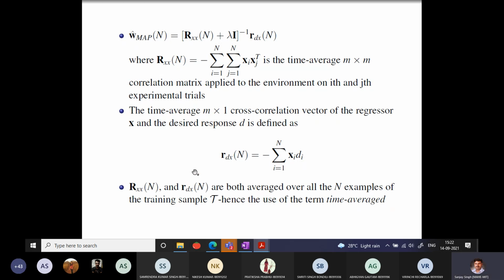Now remember, Rxx and Rdx are both averaged over all the n examples. That's why people call it a time average. Otherwise, there is no other time factor. So don't think they look for some time over there, because it is averaged over the entire training example. That's why people call it time average.